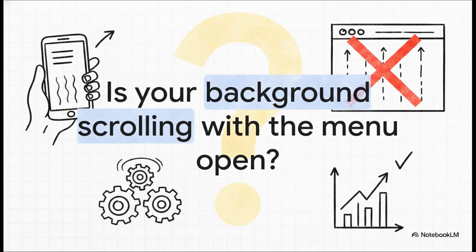Actually, pull out your phone right now. Go to your current project, open the mobile menu, and try to swipe up and down. Is your background scrolling whilst your mobile menu is open? If it is, your user experience is fundamentally broken. Go fix your code.